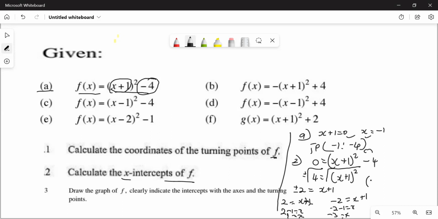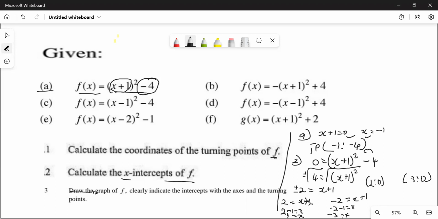Now, since they said calculate the x-intercepts, we need to put them in coordinate form. In coordinate form, we're going to have 1 is to 0. x is 1. What is your y? Your y is 0 again. And then here in coordinate form, you have minus 3 is to what? Is to 0.